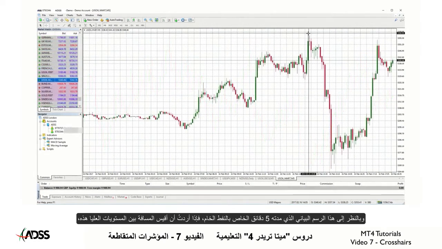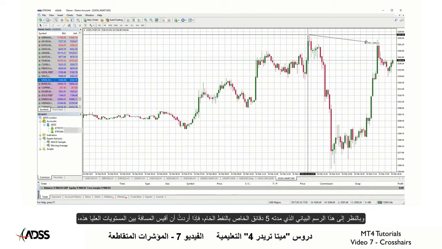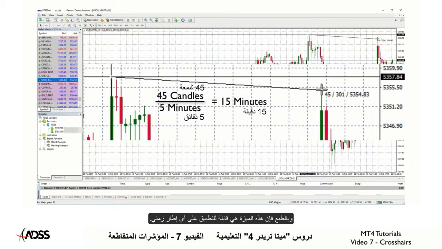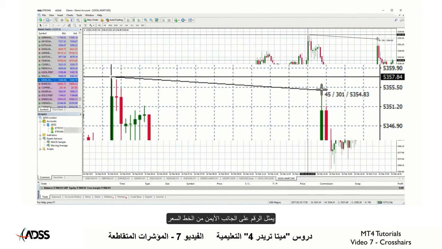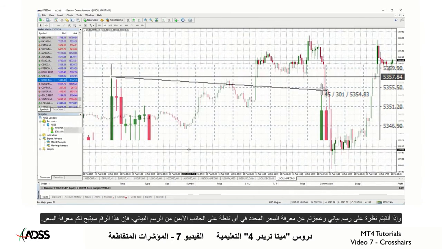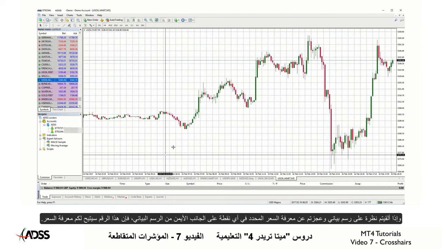Looking at this 5-minute chart on crude oil, if we wanted to measure the time between the two highs, we see the figure of 45. We divide this by 5 minutes, and therefore this distance is 15 minutes. This feature works on any time frame, of course. The figure on the right side of the line is simply price. If you are looking back on a chart and you can't quite see the exact price at any point on the right-hand side of the chart, this figure will let you know.